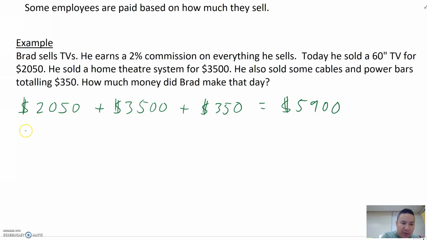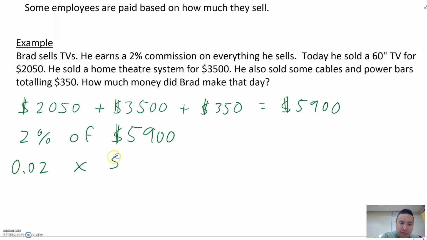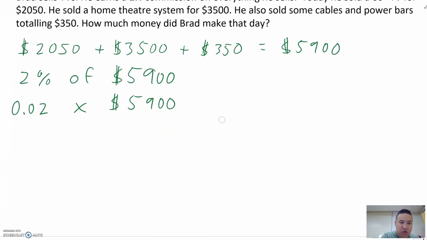Well, how does Brad make money? He earns 2% of what he sold. In this case, $5,900. 2% of 5,900 means 0.02 of means times 5,900. You multiply this out, you get $118. And that's how much money Brad made. Good job, Brad.